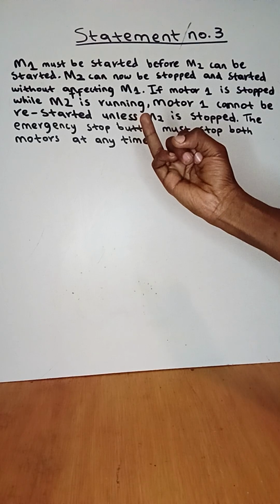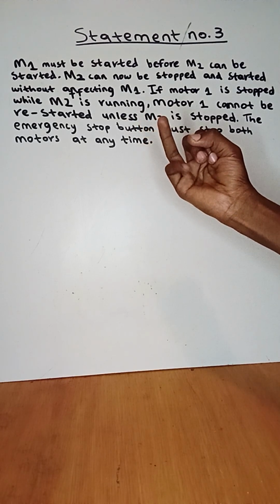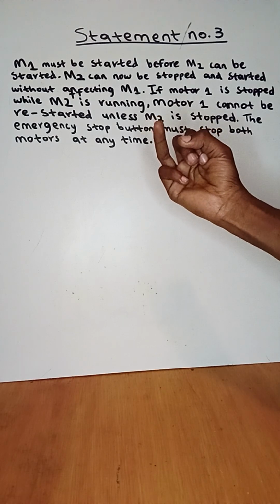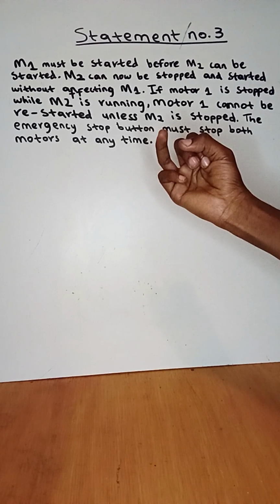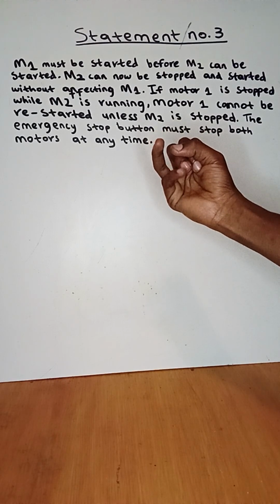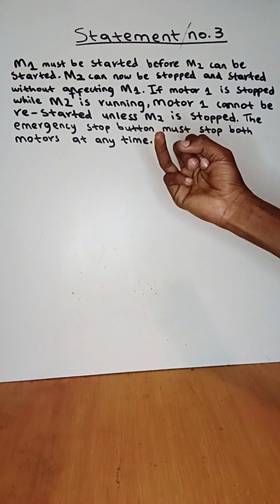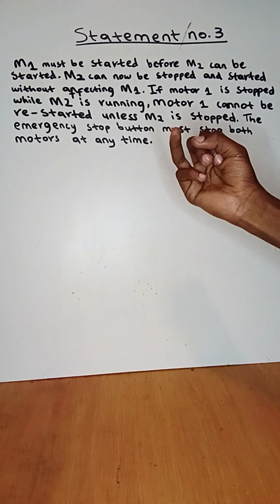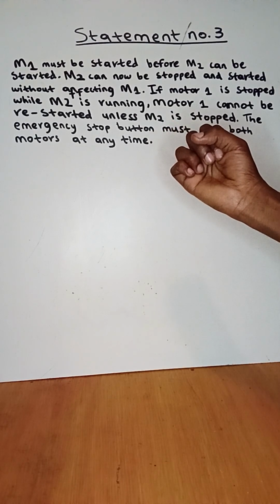And then when we try to restart motor 1 again, it shouldn't allow the coil of motor 1 to be on. It must only allow the coil of motor 1 to be on when the coil of motor 2 is off.